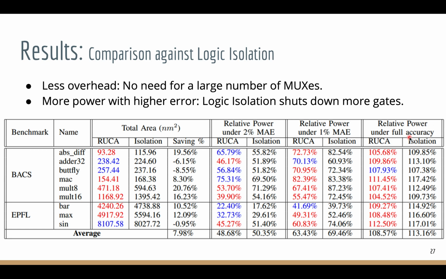This demonstrates that our Ruca methodology ends up with less design overhead because there is no need for a large number of multiplexers. However, with 2% error threshold, Ruca has only 4 better results out of 9 because with higher error threshold, logic isolation is able to shut down more cells from the original circuit.